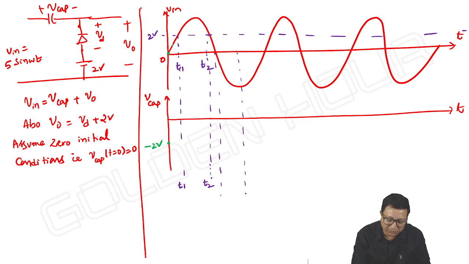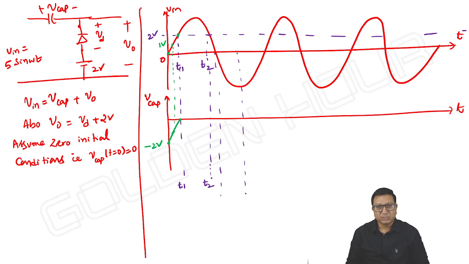Next, suppose I take this particular instant, here the input voltage may be 1 volt. Then V capacitor is equal to input minus V output, 1 minus 2, it is minus 1. It rises up to minus 1. At t is equal to T1, input is 2 and output is 2. So V capacitor is equal to 0 volts. It reaches 0.